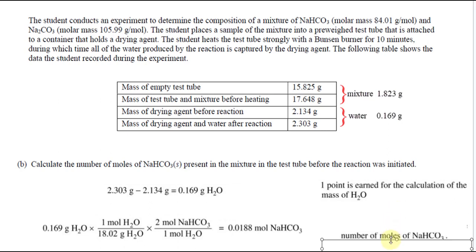Then we end up getting another point for the moles of sodium hydrogen carbonate. Check if we answered the question: calculate the moles of sodium hydrogen carbonate present. Yes, we've written that down. This is our moles, 0.0188. So let's go on to C.